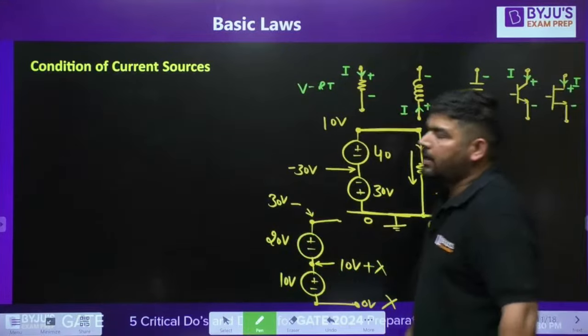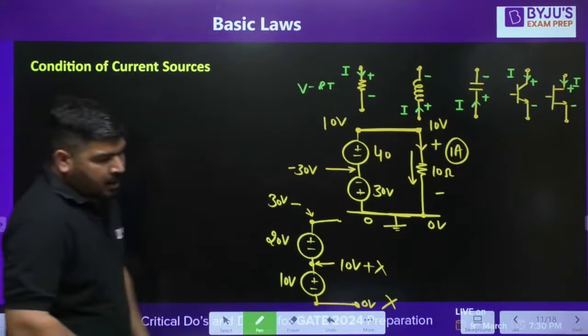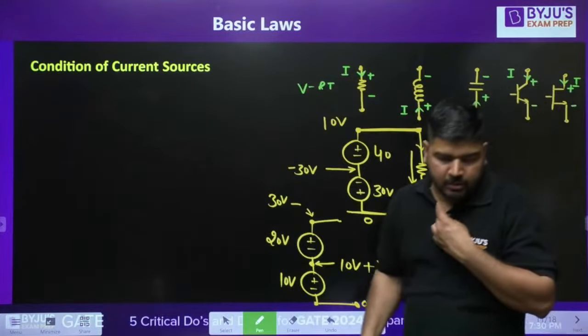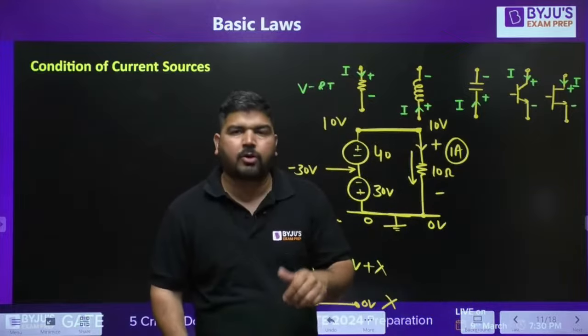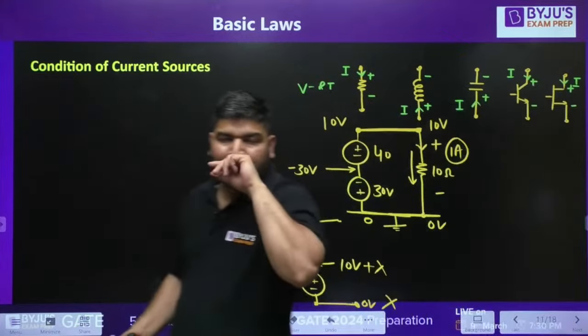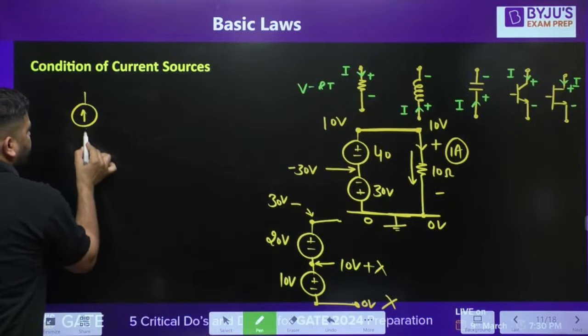Now let's come to the current source. I am telling you about the independent voltage source. Remember, dependent voltage source I will take care of in the nodal part. Now, let's come to the condition of current sources. Let's say you have an independent current source of 5 ampere.